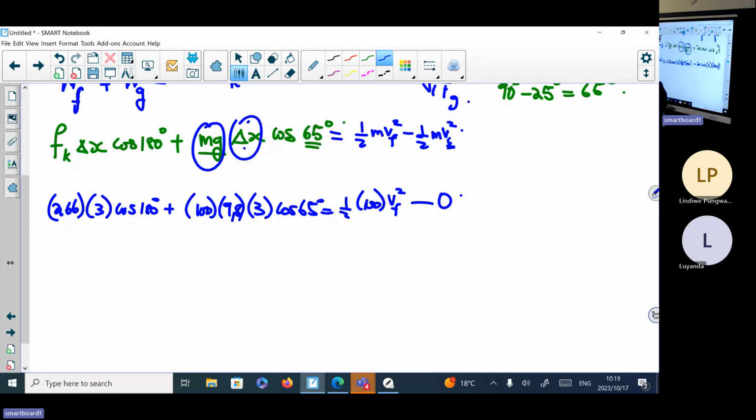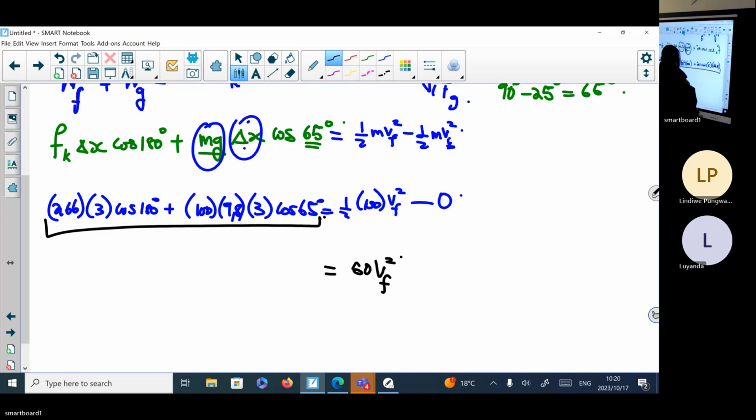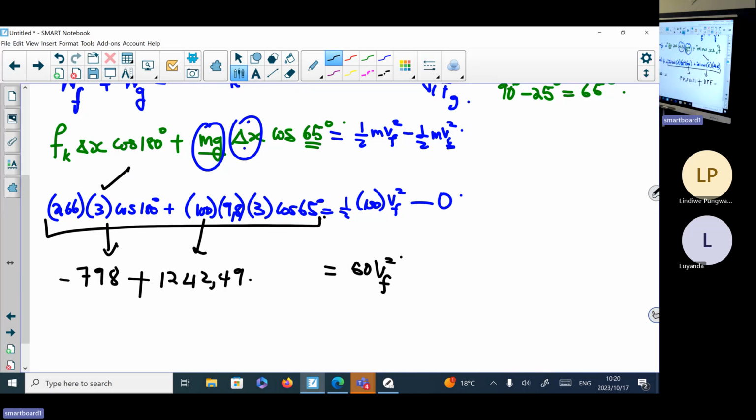There you have it. We expect that this answer here will be something, 50 v squared. I don't know what this answer is, but you guys can assist me with that. We know that this will be negative 798, and this will still be that number, 1242,49. Definitely. If we are to believe in the laws of mathematics, then this number would be 1242,49.